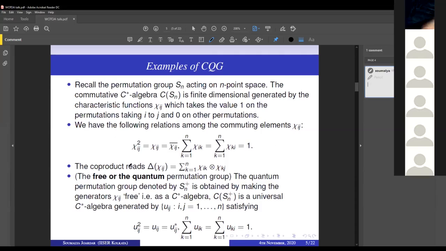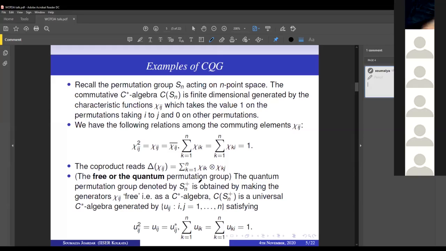And one can check that in that case the coproduct, which goes from C(S_n) to C(S_n) tensor C(S_n), is delta chi_ij equal to the summation over k of chi_ik tensor chi_kj. So this is the standard permutation group, nothing quantum about it.